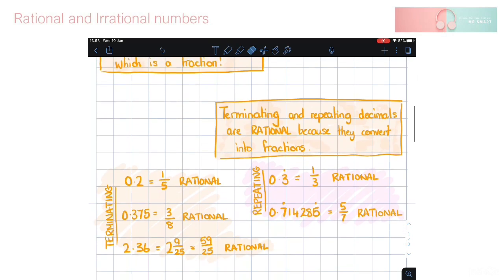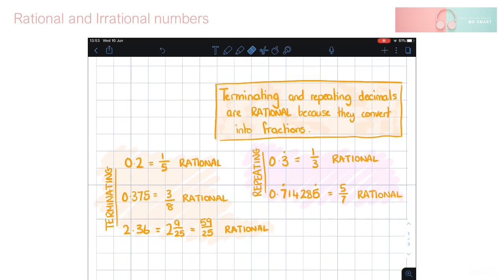Added to that, terminating and repeating decimals. So terminating decimals: 0.2, 0.375, 2.36. Three examples of decimals that can be converted into fractions written in the form a over b. Even 2.36, which turns into a top-heavy fraction, makes it rational.